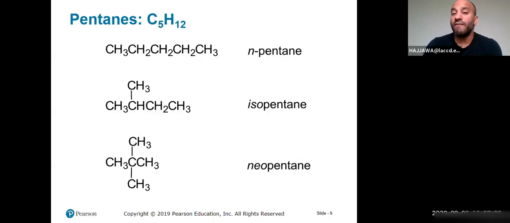Here's another example, C5H12. You can see here the 5 carbons attached in a straight chain, while this one has a branch, while this one has 2 branches. The difference between these is that they are constitutional isomers. In terms of physical properties, the straight chain one will always have a higher boiling point and higher melting point than the branched ones. We already learned from a previous lecture that the intermolecular forces will be weaker when you have branched alkanes compared to straight chain alkanes.